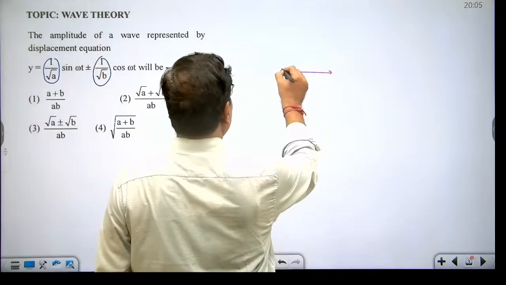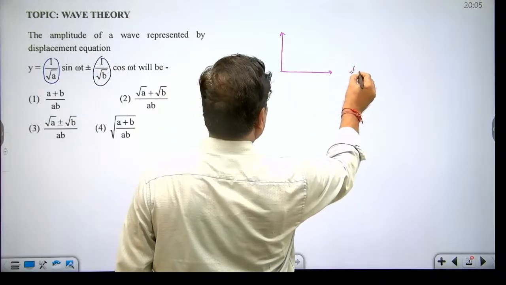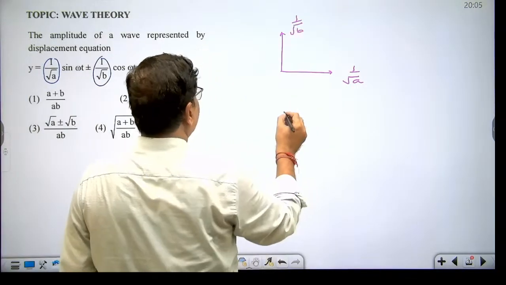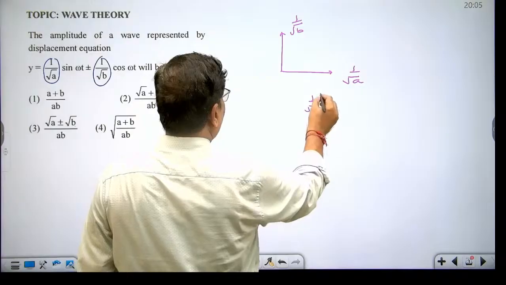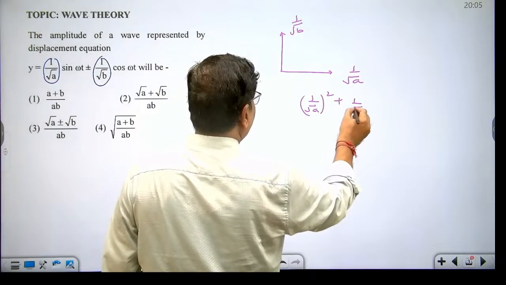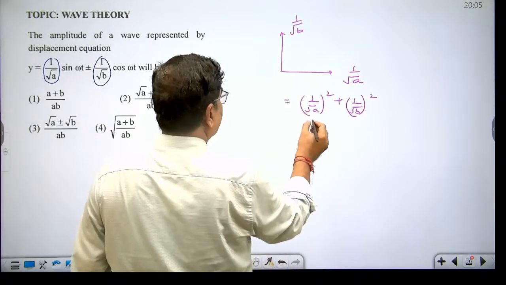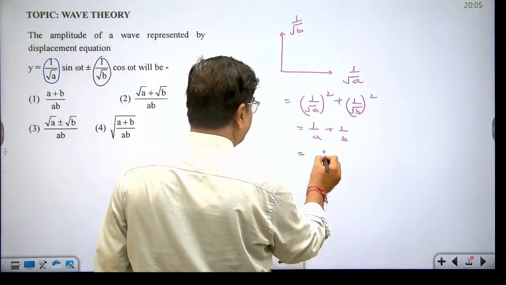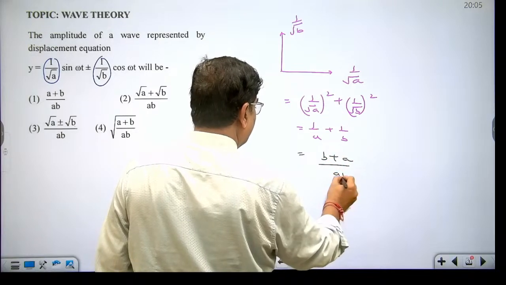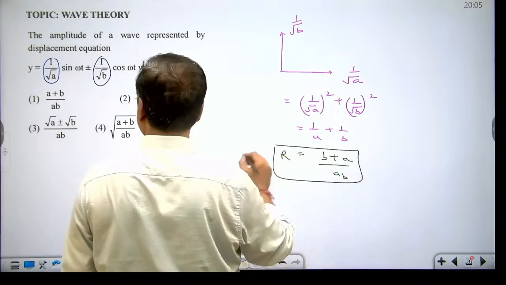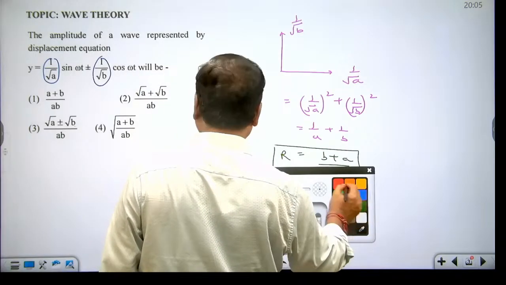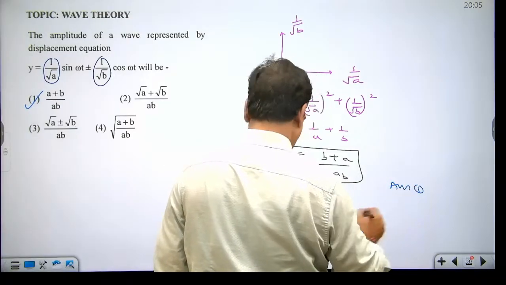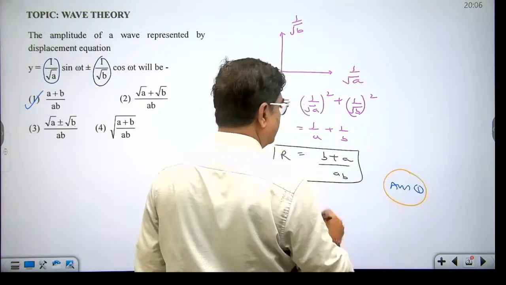So by phasor analysis we can plot the graph like this. For sin omega t this is the amplitude and for cos omega t this is the amplitude. So dear student, resultant amplitude will be 1 upon root a whole square plus 1 upon root b whole square. This is 1 upon a plus 1 upon b. So this will give us b plus a upon ab. This is resultant amplitude. So out of 4 choice, the correct answer is option 1.